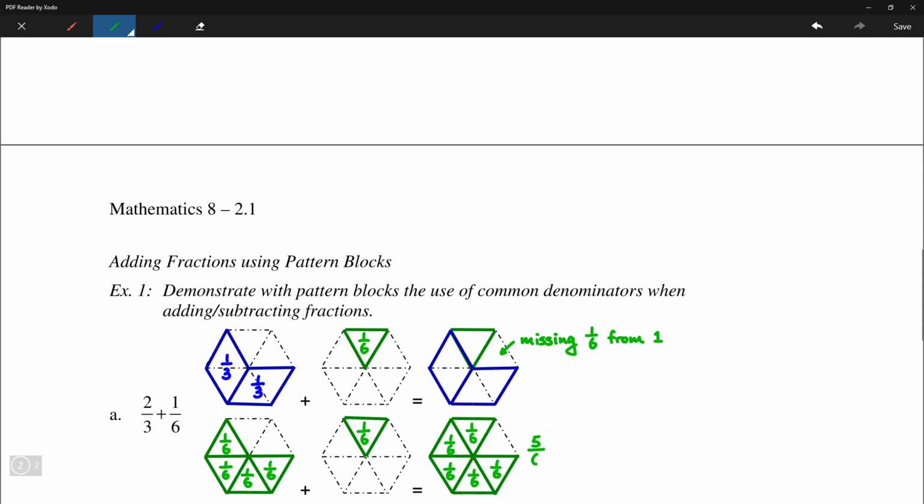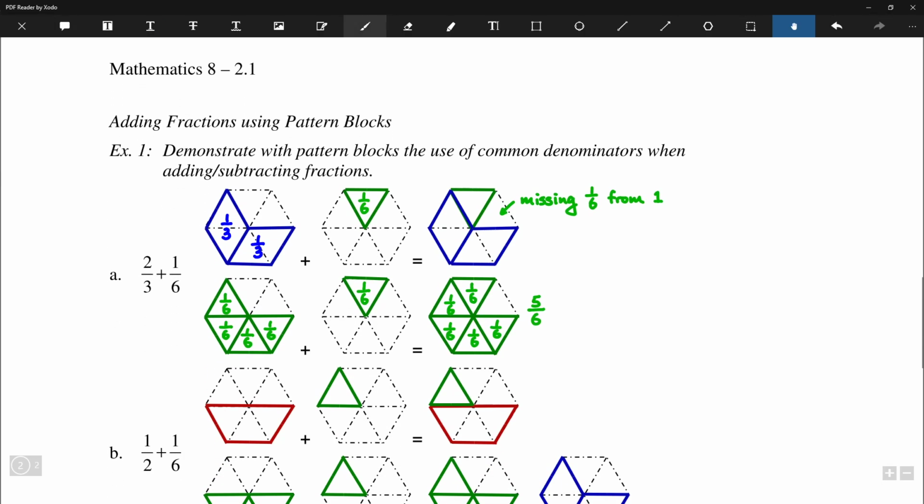And that is to say that if we have 2/3 plus 1 over 6, we can instead do the following, and that is rewrite 2/3 as 4 over 6, and then add 1 over 6. And now we can add the numerators together. 4 plus 1 gives 5 over 6.